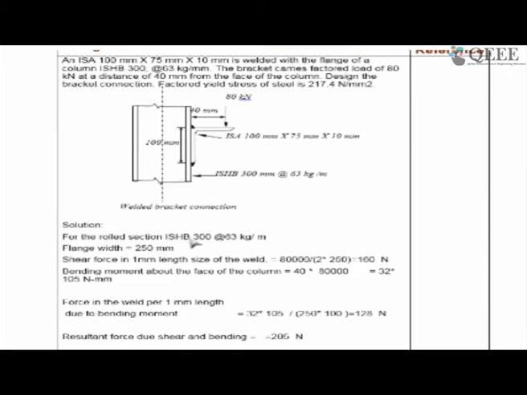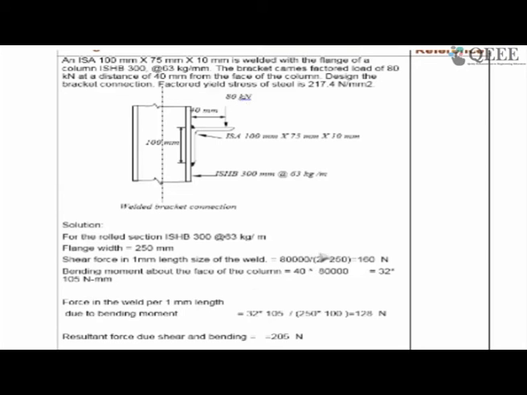So for the rolled IS section, this is ISHB 300 whatever. Flange width is 250, so that means the length of the top and bottom weld is 250 mm. So shear force for 1 mm weld length we first work out. That is 80,000 divided by 2 into 250. That is 160 newtons.